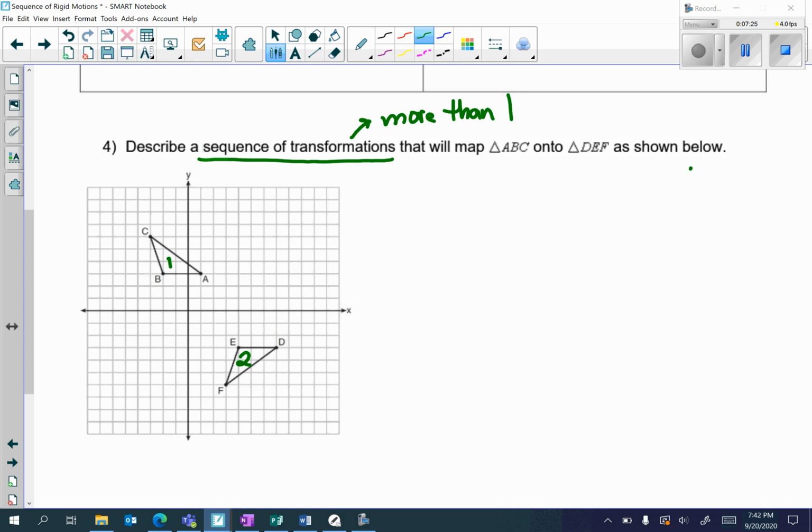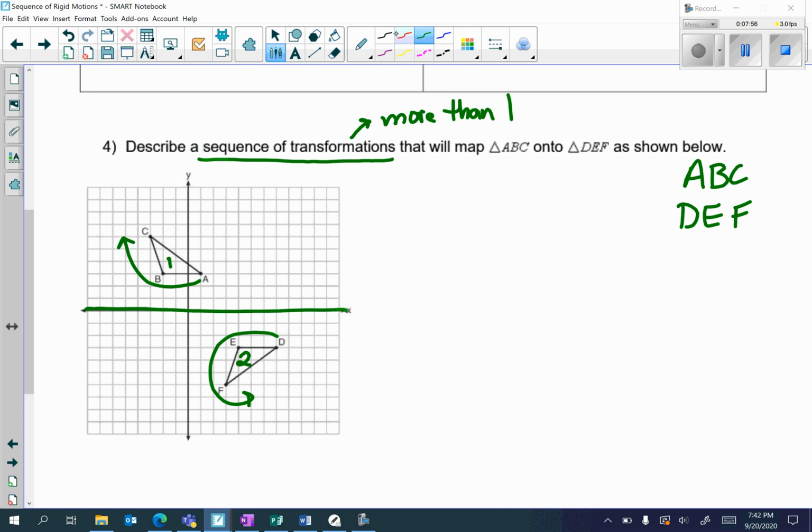I'm going to line up my letters A, B, C, and D, E, F. So I notice right away that ABC is going clockwise and DEF is going counterclockwise. So I know that the orientation has changed, so it must be a reflection. So for me, I believe it's going to be reflected over the x-axis.